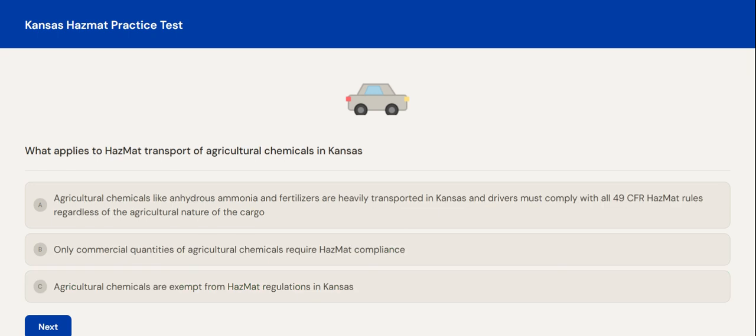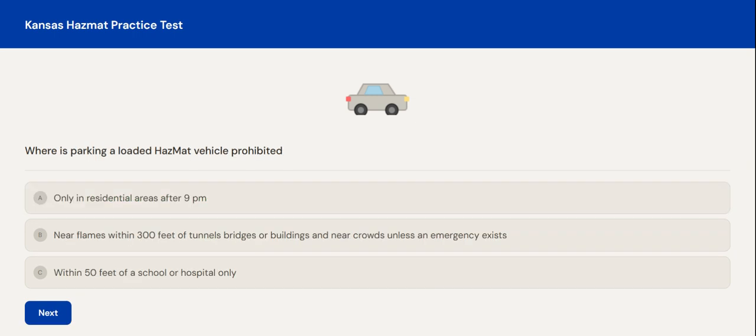Next point. What applies to hazmat transport of agricultural chemicals in Kansas? Anhydrous ammonia and fertilizers must comply with all 49 CFR hazmat rules. Even though it's ag, if it's on the hazmat table, you must placard and document it correctly.